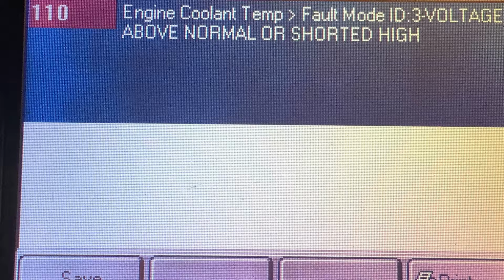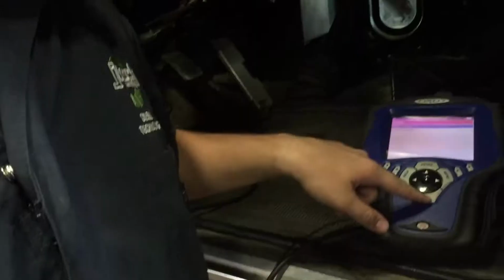So the fault we get is engine coolant temp, voltage above normal or shorted high, which doesn't necessarily mean that there is a short per se in the wire. With this truck, it signifies actually that there is an open in the engine coolant temp circuit. So we're going to go take a look at it on the other side.